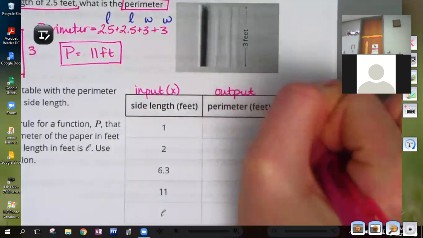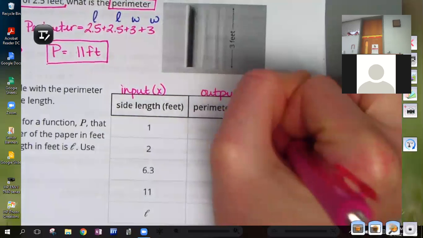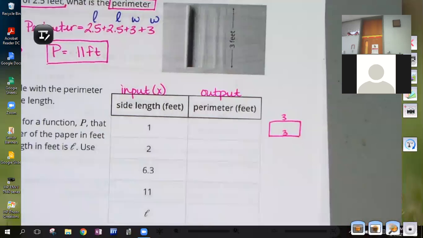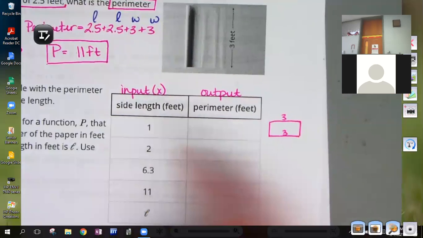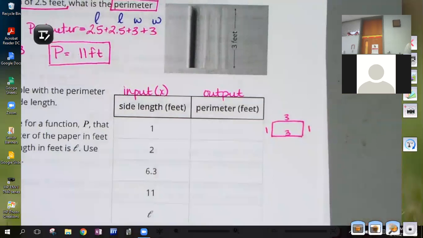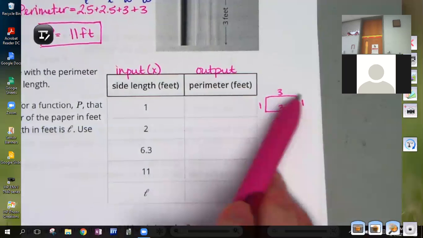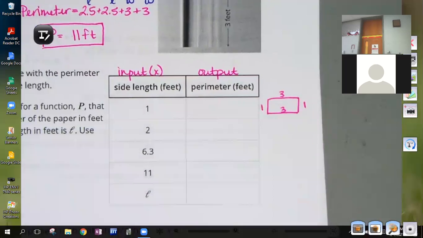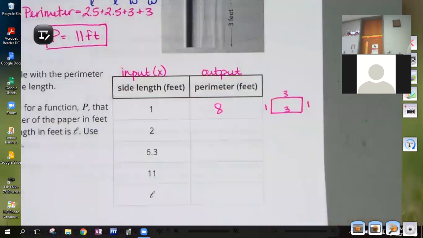I'm just going to draw a little bitty rectangle over here. So I know this is going to be 3 and this is going to be 3. What's my length going to be? 1, because they told me that right here. If you need to draw a little rectangle for each one of these, you go for it. So what is my perimeter going to be for this one? 8.